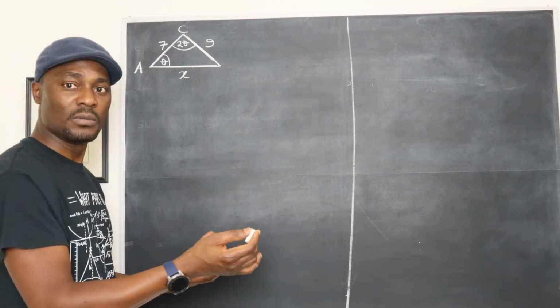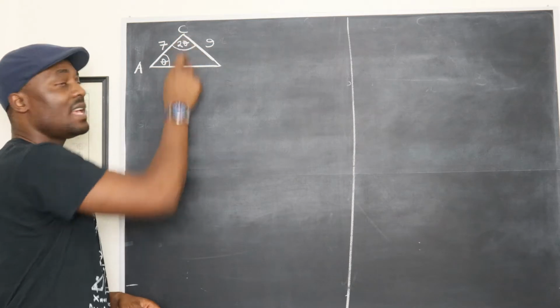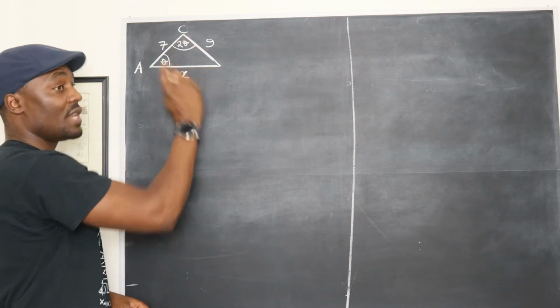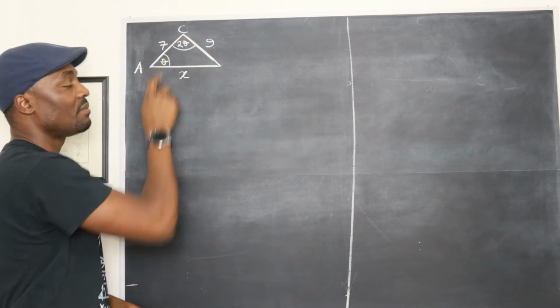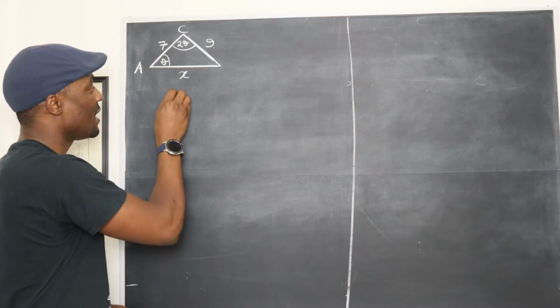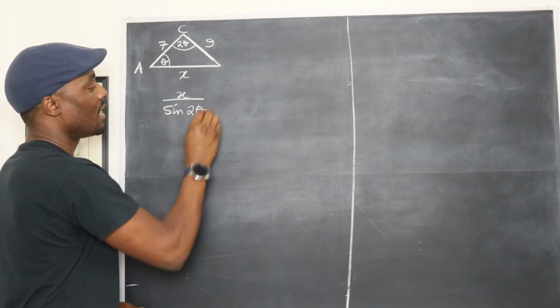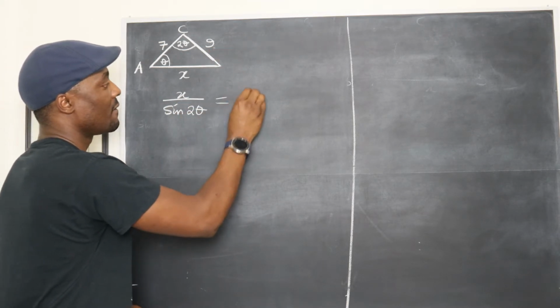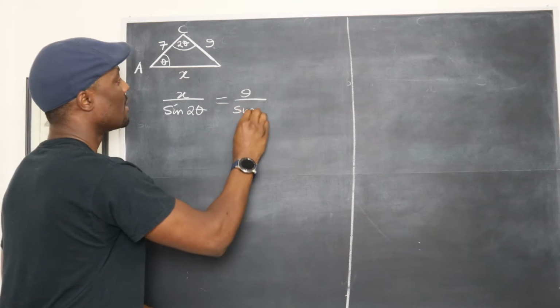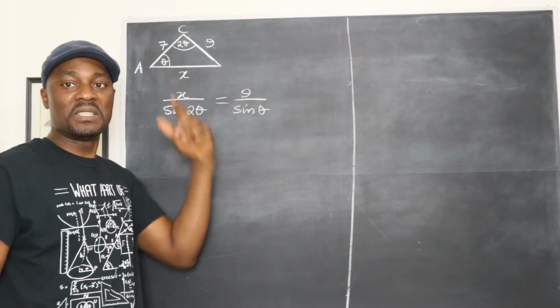Applying the sine rule, we know that this side divided by the sine of the angle facing it is equal to this side divided by the sine of the angle facing it. So I'm just going to write that out: x over sine 2 theta will be equal to 9 over sine theta. As you can see, I ignored the 7 because it's not relevant.